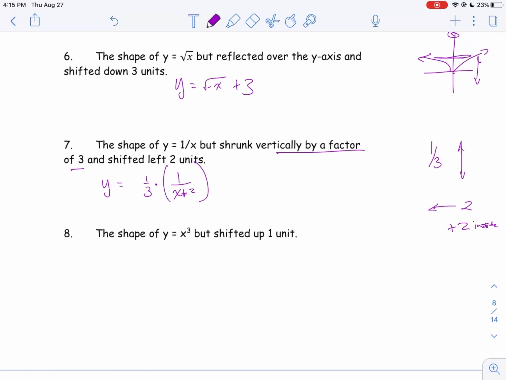So the times is on the outside. That'll be a vertical shrink by a factor of 3. Plus 2 on the inside will move it left 2. You could also multiply this and get this. Either one of those would be acceptable. The last one, shifted up 1 unit. How do I shift up 1? I just on the outside add 1.